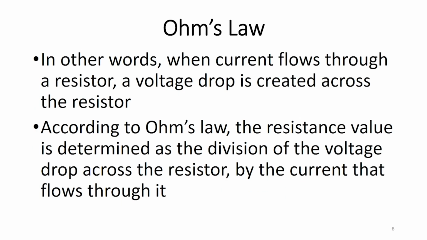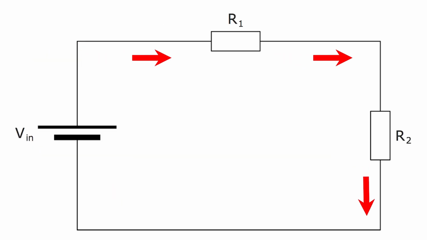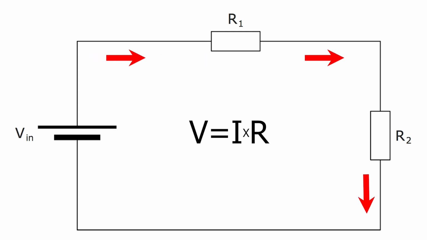In other words, when current flows through a resistor, a voltage drop is created across the resistor. According to Ohm's law, the resistance value is determined as the division of the voltage drop across the resistor by the current that flows through it.